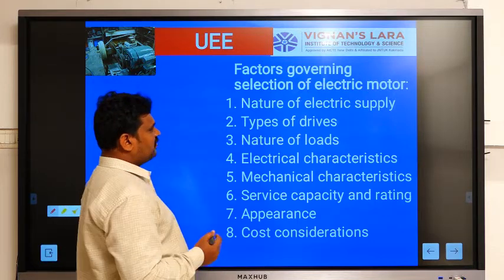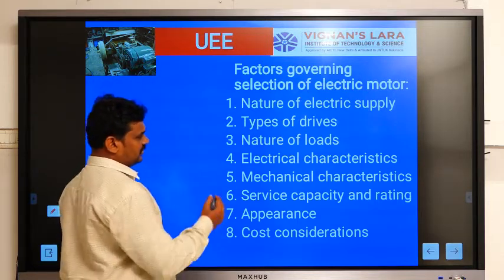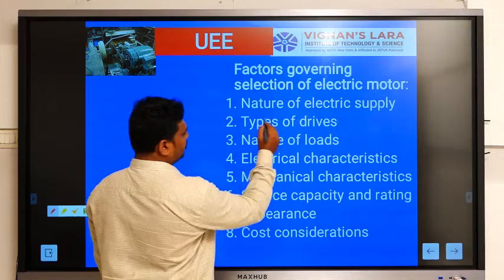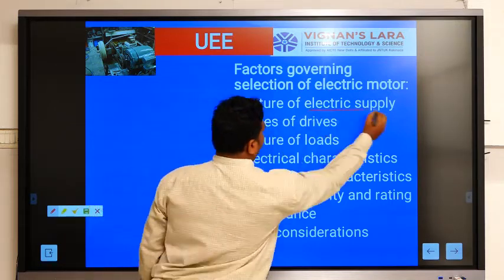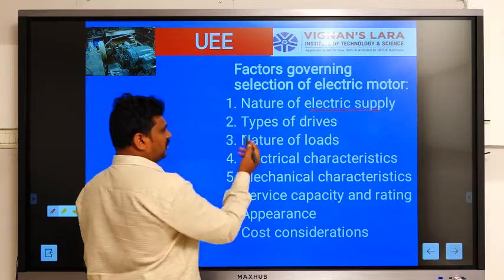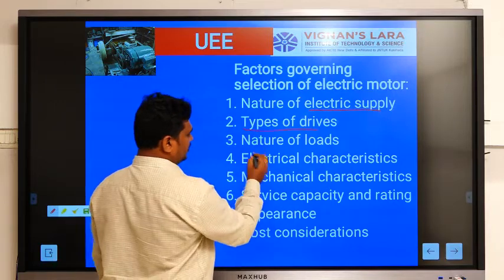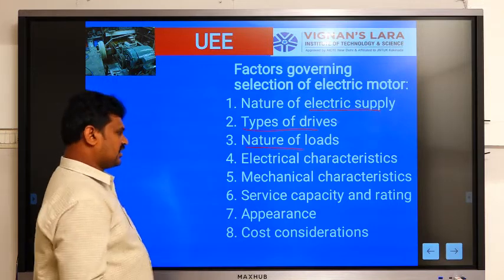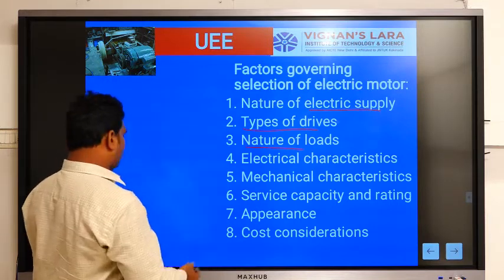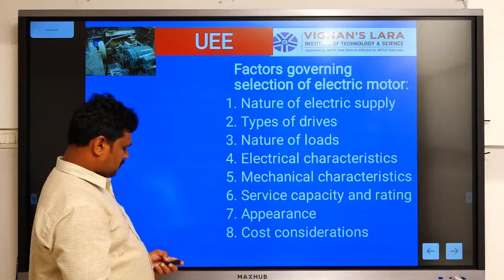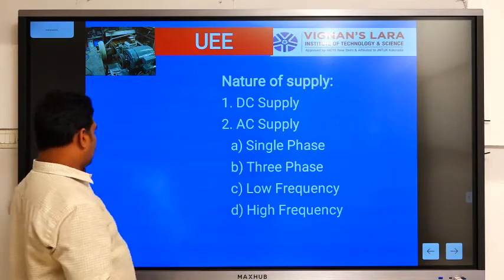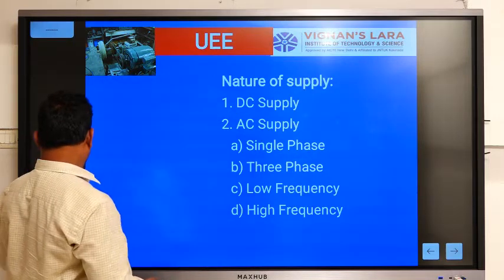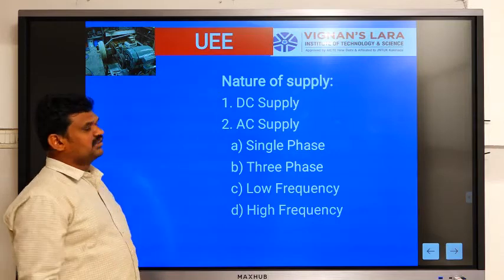In the factors governing the selection of motor, the first one is the nature of supply, the drives, types of drives, nature of loads, electrical characteristics and mechanical characteristics. So first I want to explain the nature of supply.